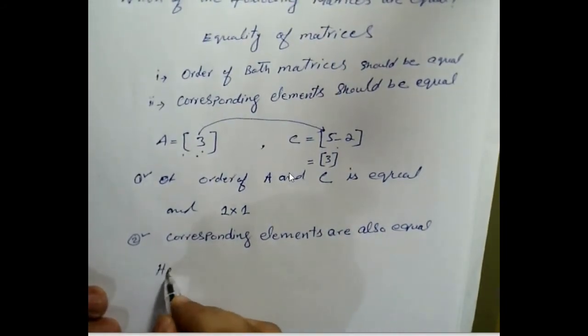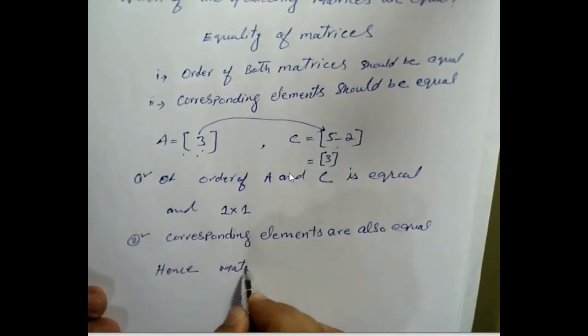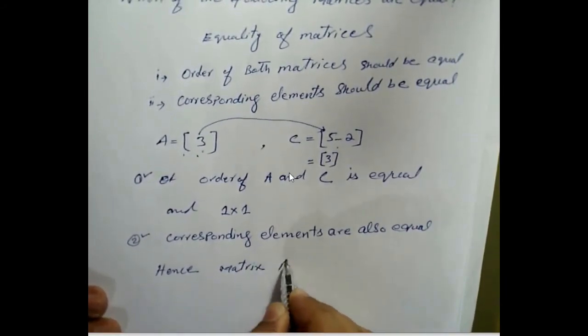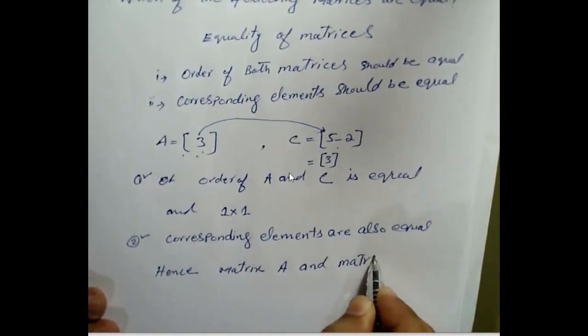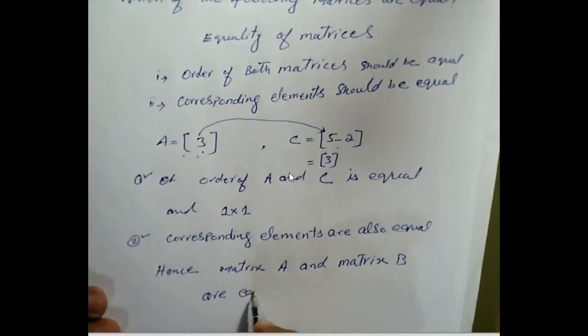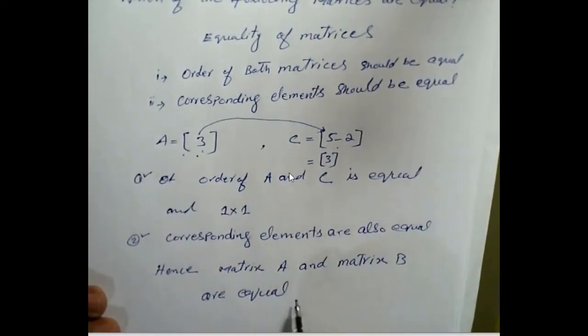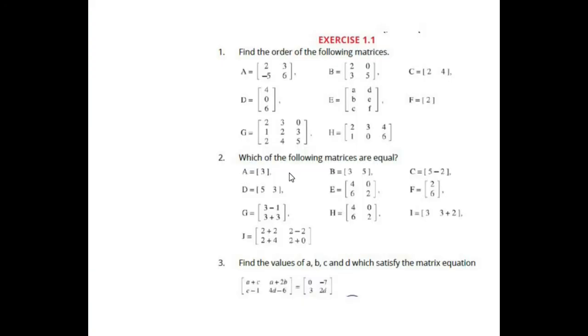Hence, matrix A and matrix C are equal. Right? Now let us check the B.